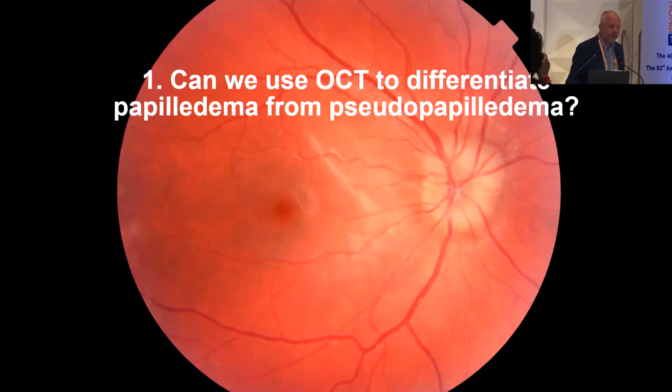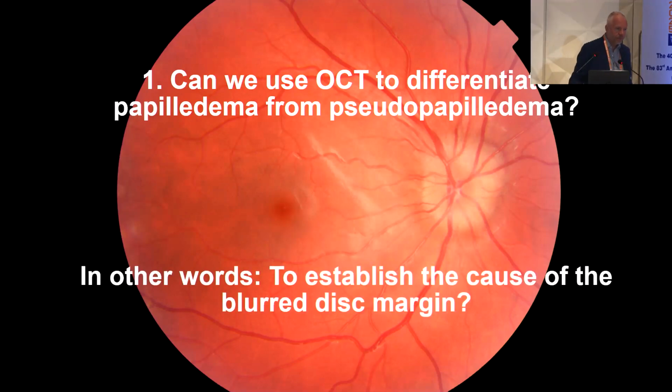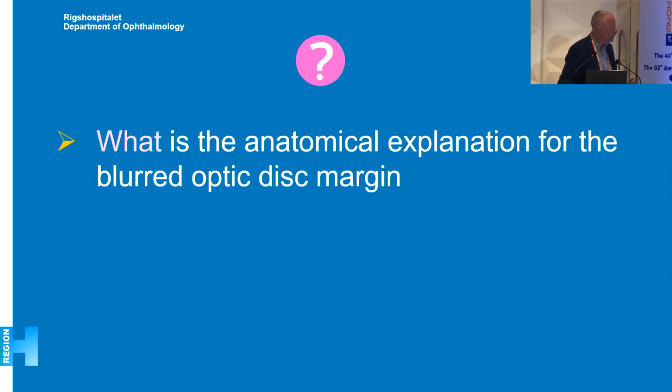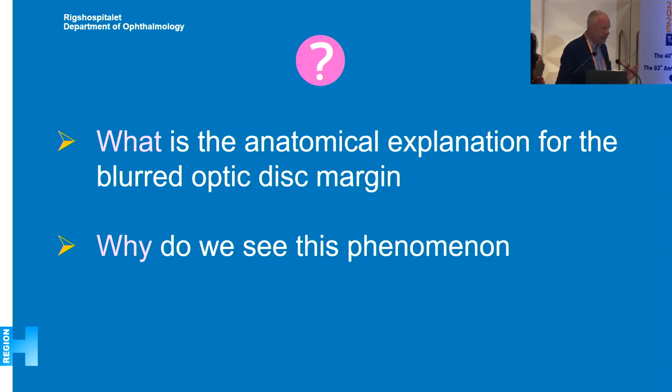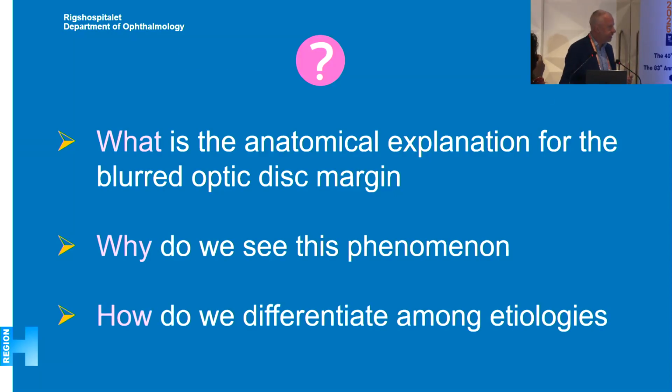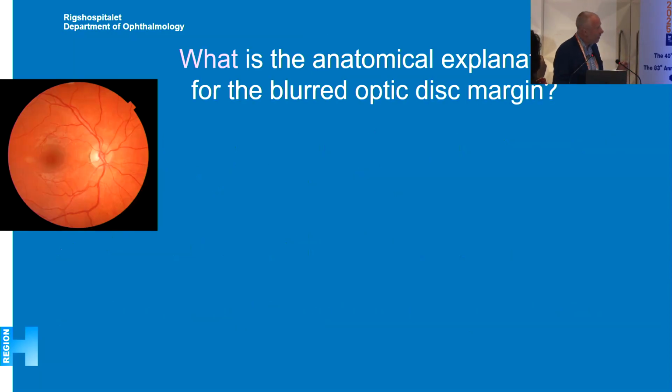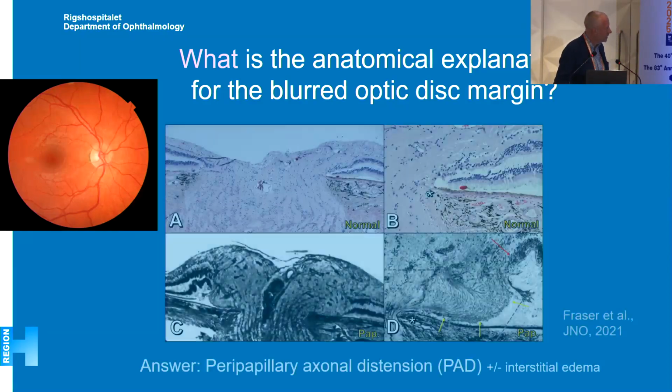So first question, can we use OCT to differentiate the two? In other words, to establish what is the cause of the blurred disc margin. So what is the cause? And what is the anatomical explanation for the blurred optic disc margin? Why do we see this phenomenon, and how do we differentiate among etiologies? First, the what. What is the anatomical explanation for blurred optic disc margin?